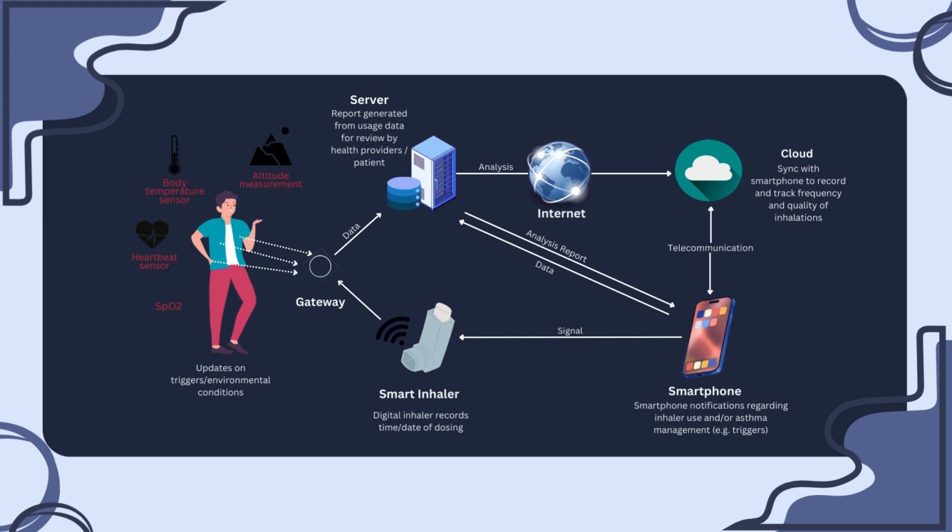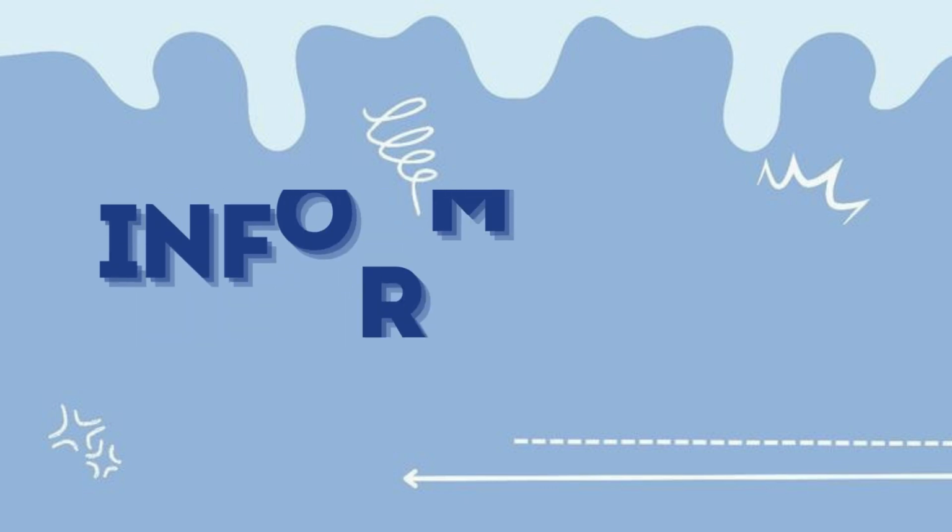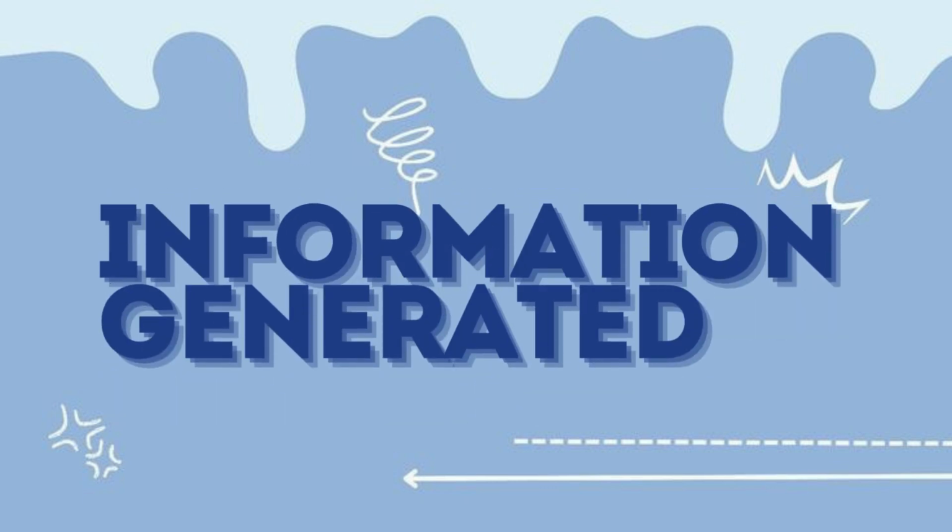Based on the data, the system may provide feedback to the user via smartphone, and a notification will pop up regarding inhaler use or asthma management, and also updates on triggers or environmental conditions such as oxygen pressure, heartbeat, body temperature, and altitude. And lastly, reports can be generated from the data shared for review by the health provider or patient.